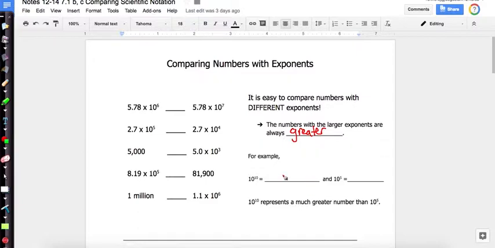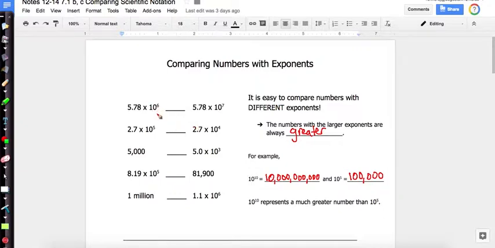For example, 10 to the power of 10 would be a 1 with 10 zeros. So do you know what that number would be? 10 billion. And 10 to the fifth would be a 1 with 5 zeros. And what number would that be? 100,000. Good. So 10 to the 10th represents a much greater number than 10 to the 5th.